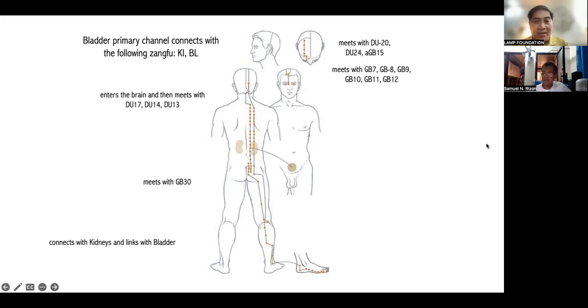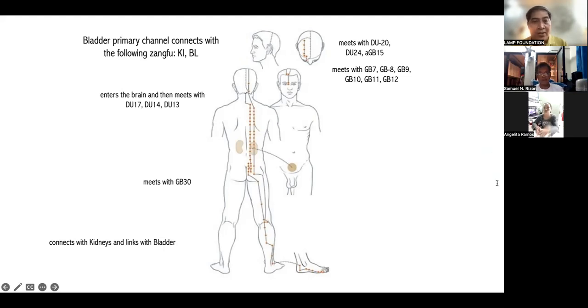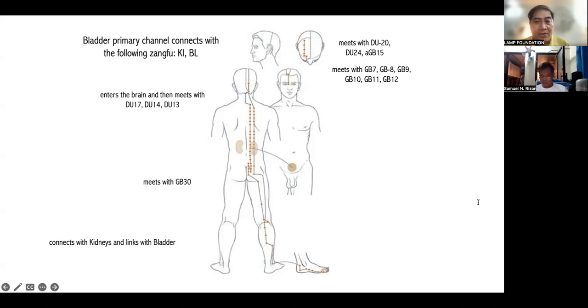The channel emerges behind the lateral malleolus, and then it follows the fifth metatarsal bone, crossing the tuberosity to the lateral tip of the little toe at bladder 67. The bladder channel connects behind the knee with its lower He-sea point, the bladder 40. This channel connects with the kidneys and is joined directly with the brain and heart. So as you can see from the figure, the crossing points are DO 24, DO 20, DO 17, DO 14, DO 13, GB7, GB8, GB10, GB11, GB12, GB15, and GB30.